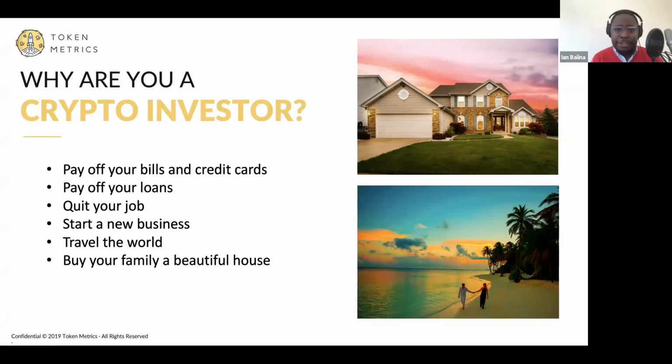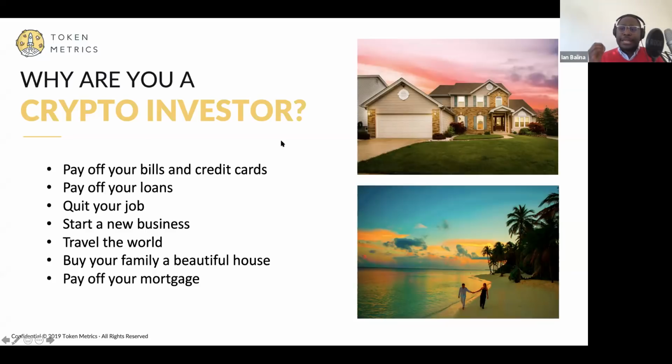Okay, I see some people here are saying all of the above. Thank you. Somebody's saying quit his job and fund his own business. That's great. Please keep the comments coming. Whatever reason you're in crypto, okay, somebody's saying financially independent, making much smarter money with crypto, traveling and relaxing.